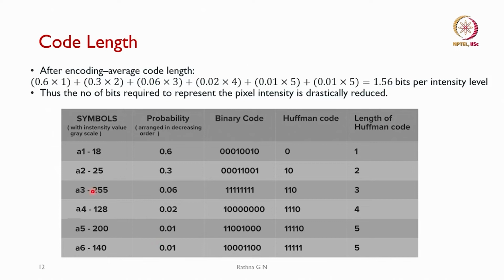Fine. So, as an example of how the code length can decrease, the encoding average code length is shown this way.